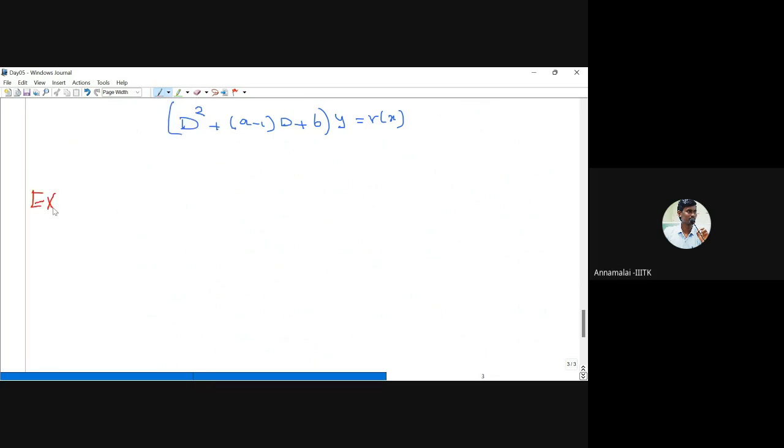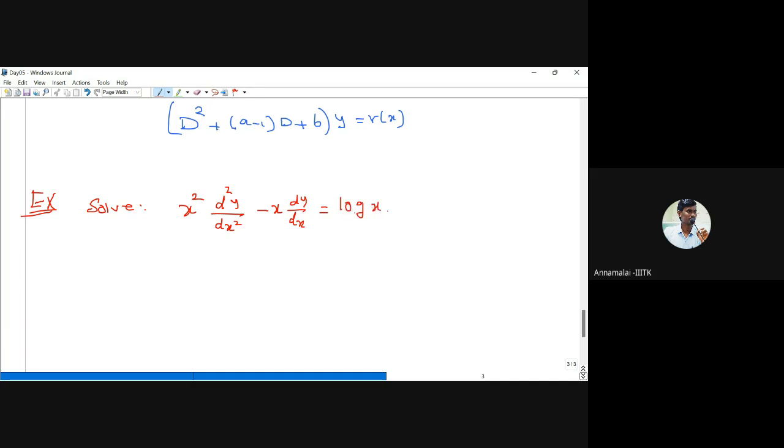Exercise. Solve x square d square y by dx square, you can write anything, so better we write x square into d square y by dx square, that is the second derivative, minus x into dy by dx equal to log x. Okay, you have to find the solution.